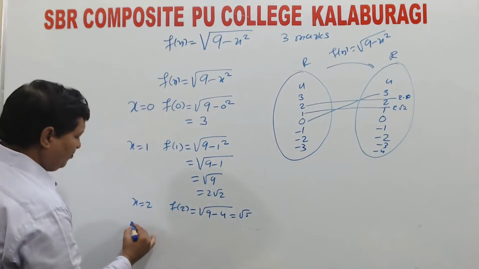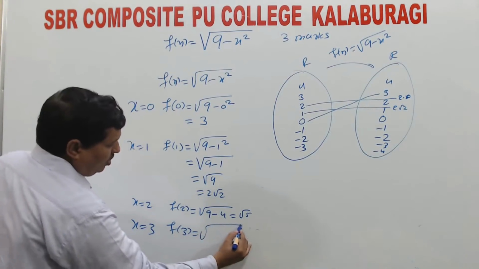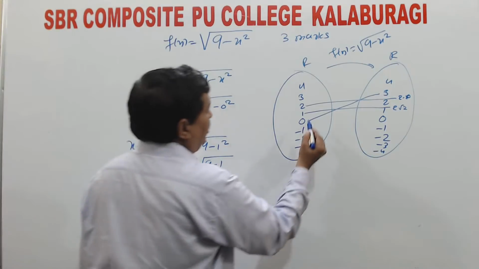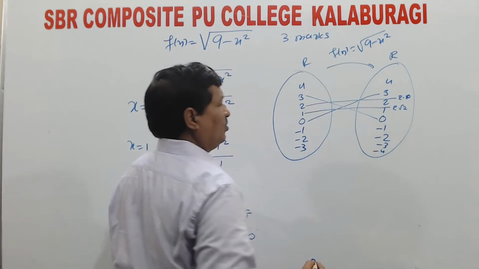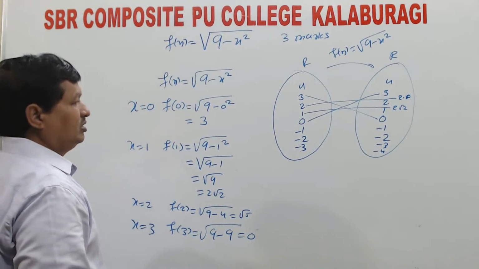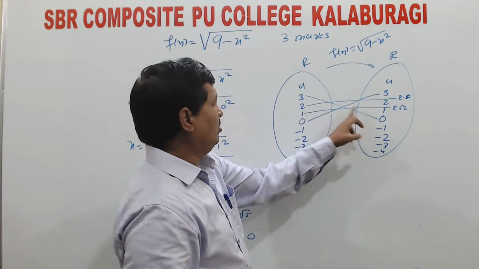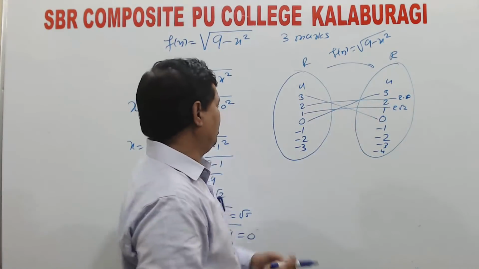X equal to 3. See, X equal to 3, F of 3 equal to root of 9 minus 9 equal to 0. It means 3 is related with 0. See, 0 is related with 3, 1 is related with 2 root 2, 2 is related to 2 point something, 3 is related with 0.